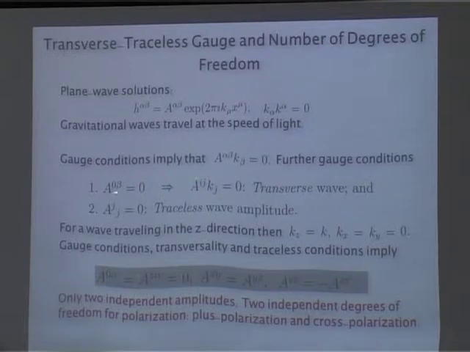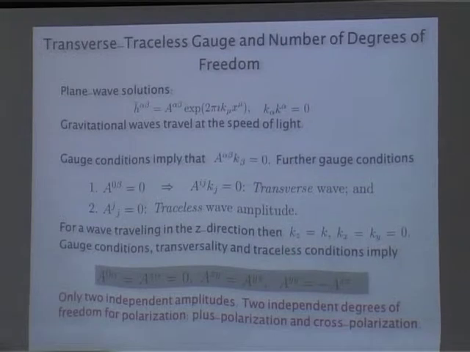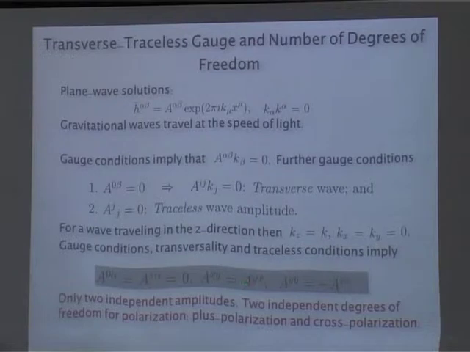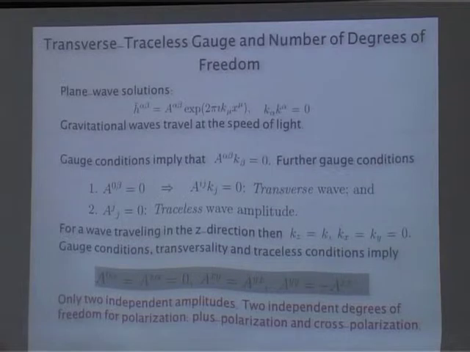There are only 3 conditions here and 1 there. Sorry, there are totally about 7 conditions that you exhaust by these, and you have 1 more which you can use to make the quantity traceless. What you finally get is a solution in which the direction of propagation is the z direction in my chosen system of coordinates. Kx and ky are equal to 0, kz is k, and only 2 components of this amplitude are non-zero. Most of them are 0. Axy is nothing but Ayx, it's symmetric, and Ayy is minus Axx, and everything else is 0.